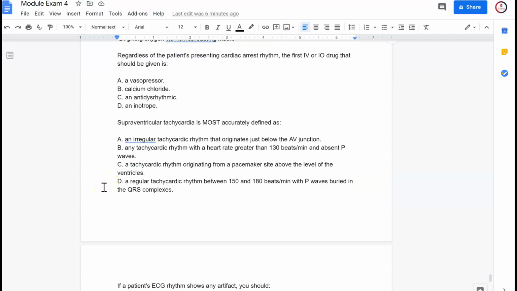Regardless of a patient's presenting cardiac rhythm, the first IV or IO drug that should be given is... There's more to this question. Oh no, it's cardiac arrest. A vasopressor, calcium chloride, an antidysrhythmic, or an inotrope. Now, no matter what, the first medication that you're giving is epi, which happens to be a vasopressor. Antidysrhythmics are on there also if you're doing VFib or VTAC, but they come third in line, right? They come after your second or third dose of epi because you want to make sure you get that vasopressor aboard.